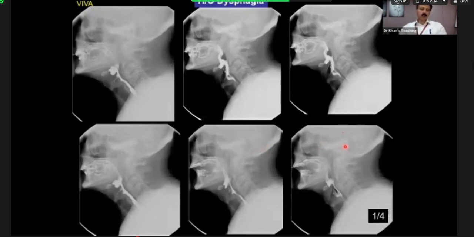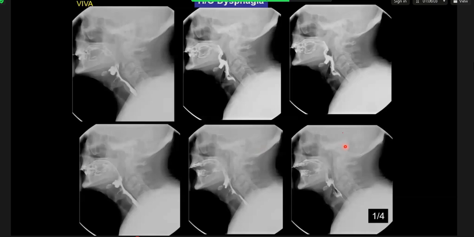Now, this patient presented with dysphagia, and you have done this barium examination. Over to you. So it's a barium swallow in a patient with history of dysphagia, which is demonstrating a bit of holdup in the esophagus, especially in the lower images shown, fourth and fifth image.